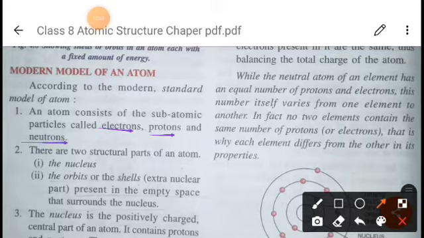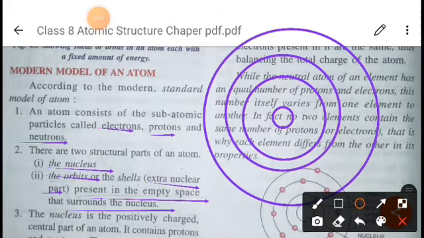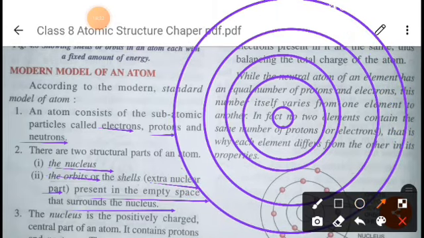Okay, and there are two structural parts of an atom. One is nucleus, another one is orbit or a shell. Just now we have seen that, right? Shell and orbit. Orbit is what? It is an extra nuclear part present in the empty space that surrounds the nucleus. This one is orbit, whatever the circles we are seeing, right. This is an orbit, this is an orbit, this is an orbit or a shell, right.